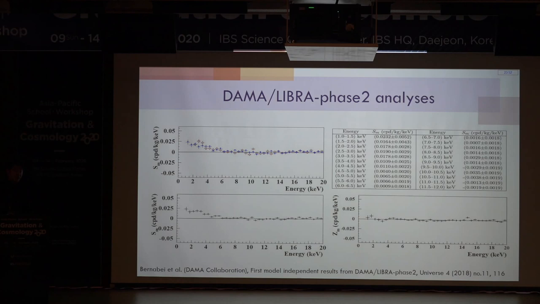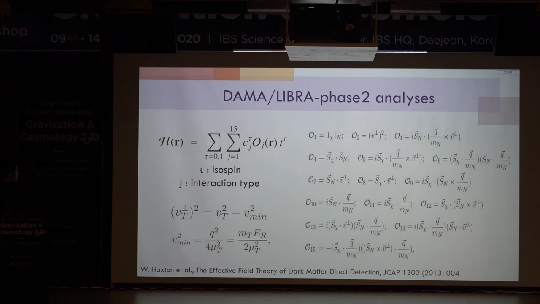Using non-relativistic effective theory, we can set the most general Hamiltonian density like this. Here, C_j^tau is a coupling constant, O_j is an interaction operator, and T^tau is Pauli matrix. Also, tau means isospin, and j means interaction type. For operators, we can set 14 effective operators using 4 parameters: the spin of WIMP as chi, spin of nucleus as n, transferred momentum q, and transverse velocity v. And here, one coupling dominance at a time will be assumed.